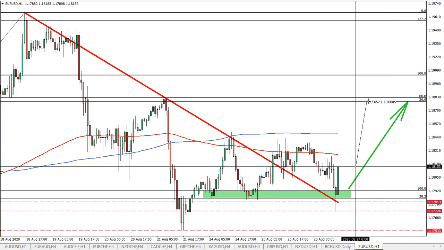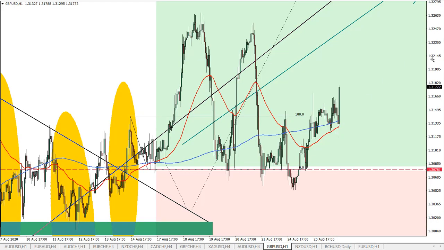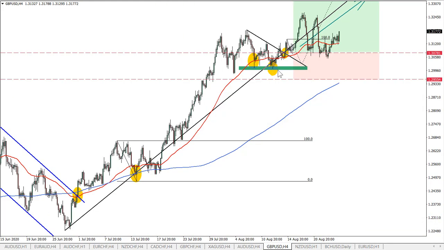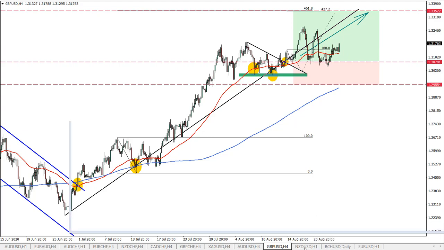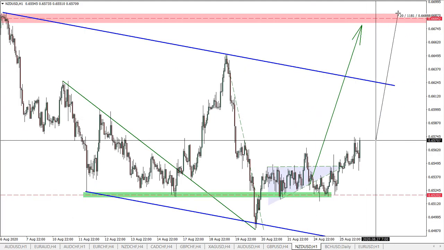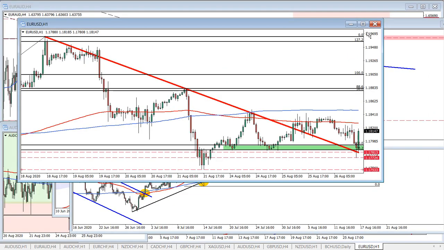So here we have a 65 pip move, and on the pound is quite big, so this could be the pound strength, but also along with the dollar weakness. So here we have 170 pips. New Zealand dollar we have 110 pips. So yeah, this seems like a valid point on the dollar that it is weak.